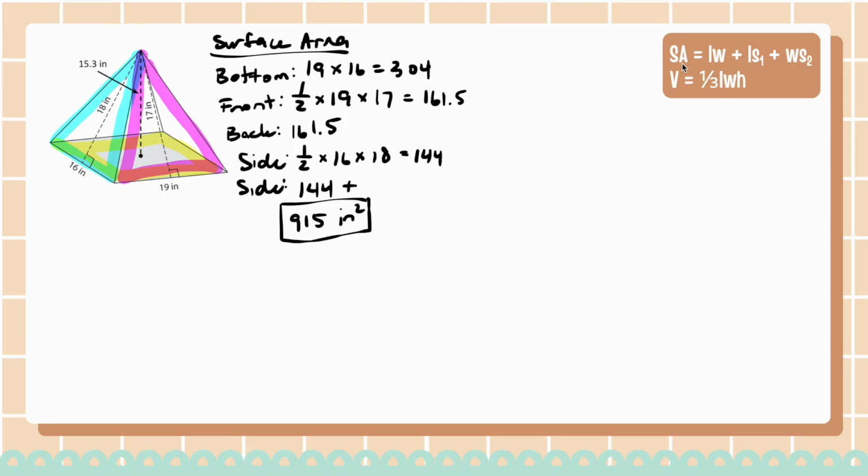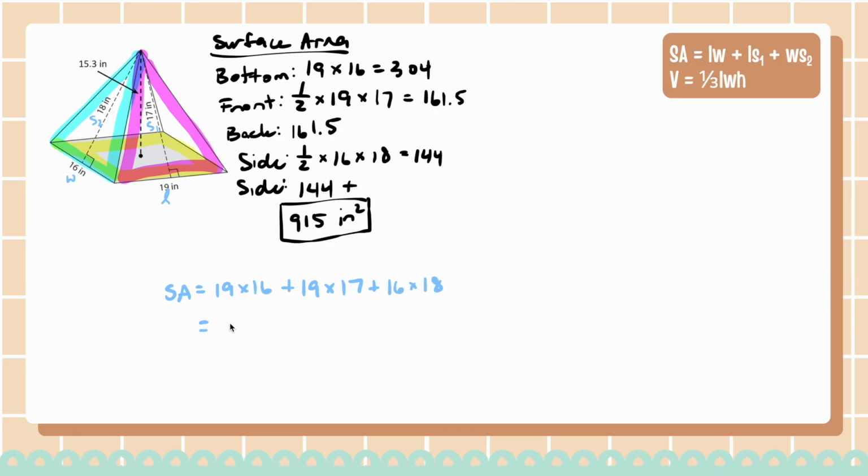Now let's try seeing if this surface area formula works. So I'm going to start by labeling all of my dimensions. So remember, this was the length of our rectangle, this was the width. This slanted part right here is going to be our S1, and this other slanted side is going to be our S2. If I plug this into the formula, we're going to start with length times width, so 19 times 16, plus length times S1, that's going to be 19 times 17, and then finally width times S2, so that's going to be 16 times 18.